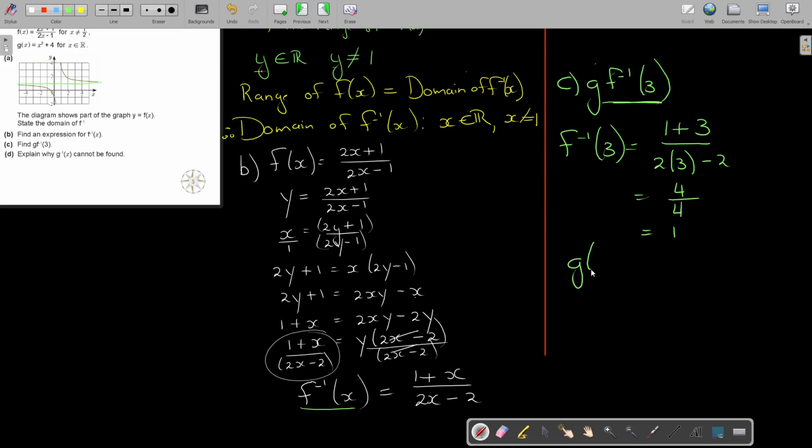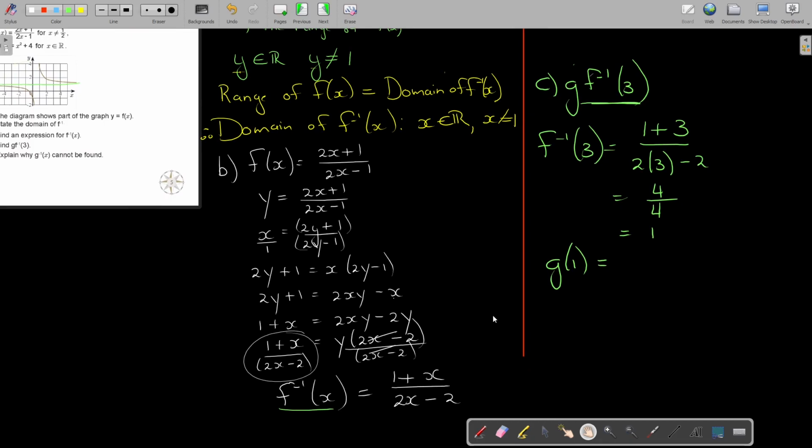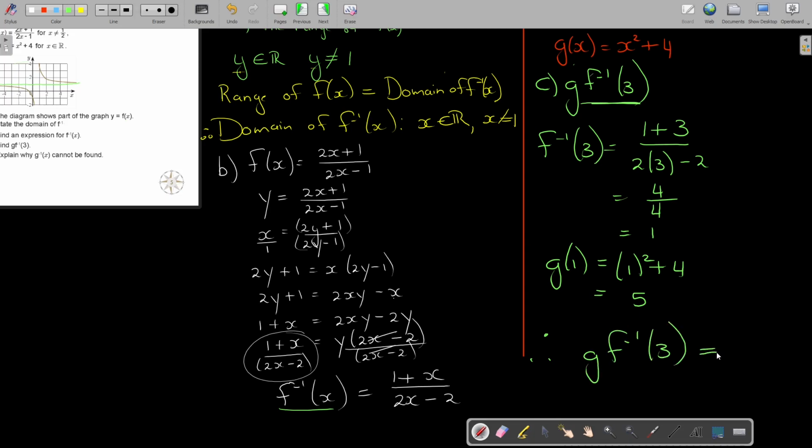So now they want G of 1. Okay, and where is my G function? Let's see, I think I have it here. No, it seems to me I already wrote it down. So let's just say the G, I first just want to write it down. So G of x equals x squared plus 4. So G of 1 is then going to be 1 squared plus 4, and that's going to be 5. So therefore, I can say that G of F minus 1 of 3, the answer will be 5.